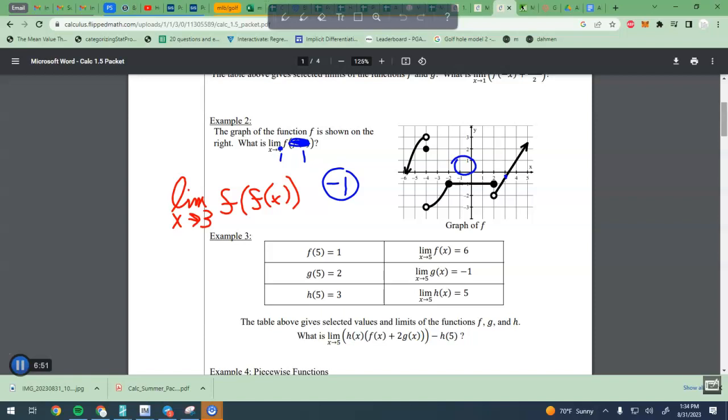Good? Yes, no? Okay. Try number 4, or example number 3. So do that one.